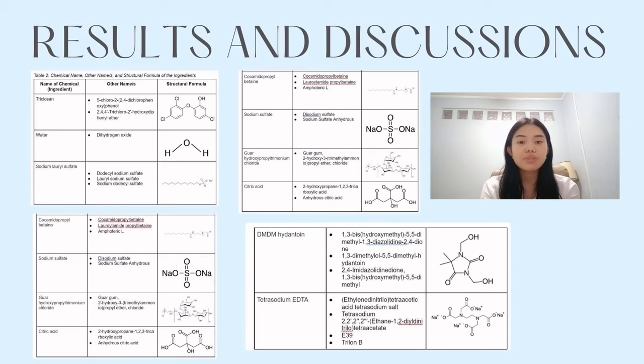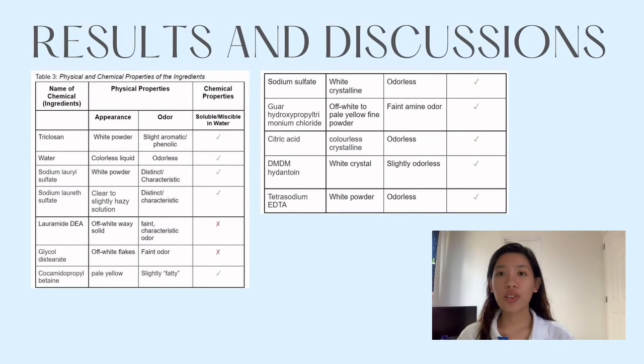The first column shows the chemical name of each of the components of the soap. The second column lists the compounds' other name or names, which are either their common or IUPAC name or both. Lastly, the third column displays the structural formula of the chemical components. Table 3 shows the physical and chemical properties of the chemical components of Safeguard antibacterial soap.